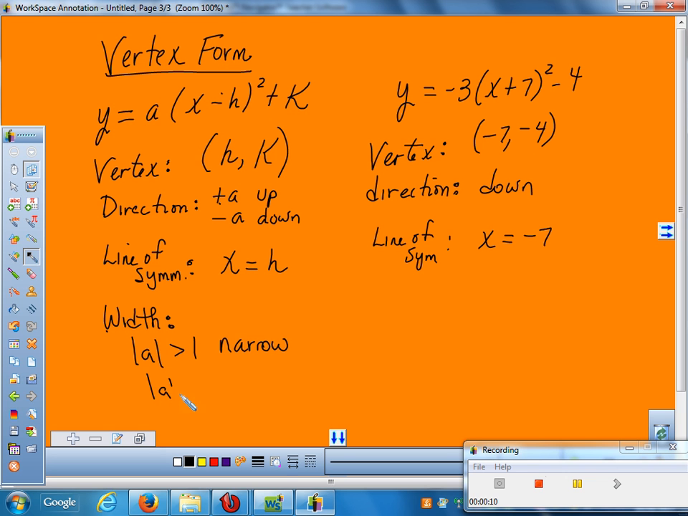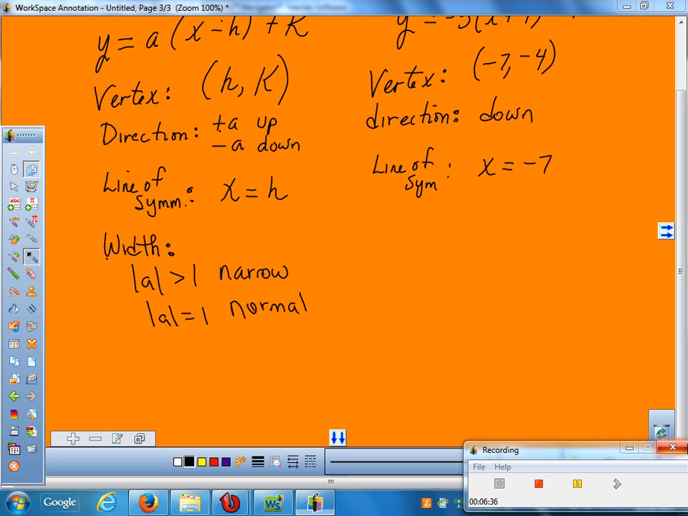Okay. If A actually equals 1, that's normal. And then what happened when we put a fraction on it? Something between 0 and 1. That made it wide.